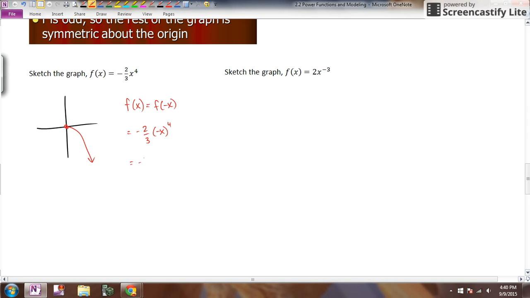Well, what would we have? We'd have negative 2/3. Then negative x to an even power is just going to be a positive number, so x to the 4th. It would look like that. And look, that's exactly the same as the other one. So it's an even function.